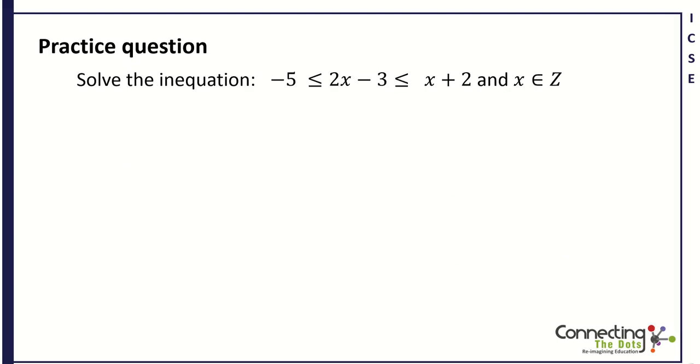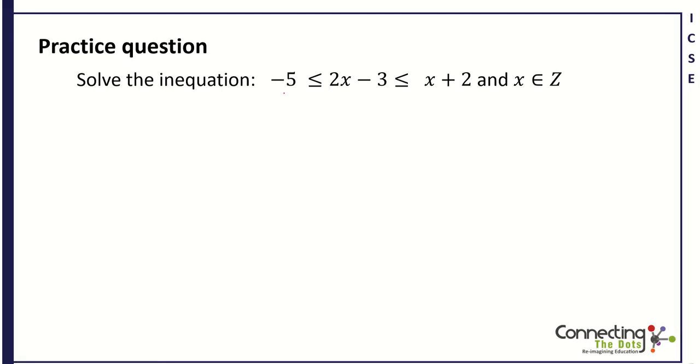Our next question is this. So we have essentially two separate conditions we need to consider. The first inequation is this: negative 5 is less than or equal to 2x minus 3. And the second one we have to consider separately is this: 2x minus 3 is less than or equal to x plus 2. And then we see which values of x will satisfy both conditions.